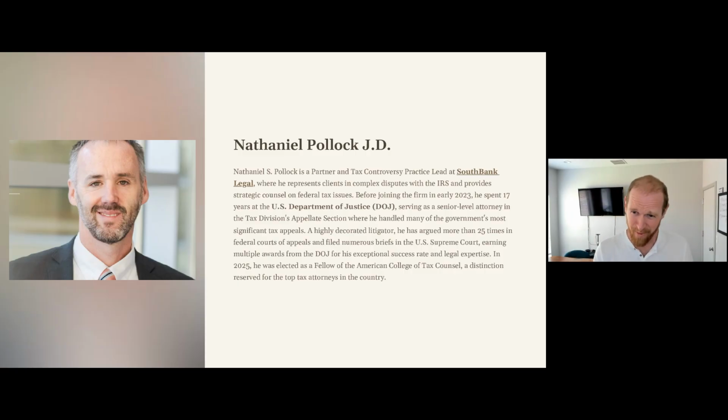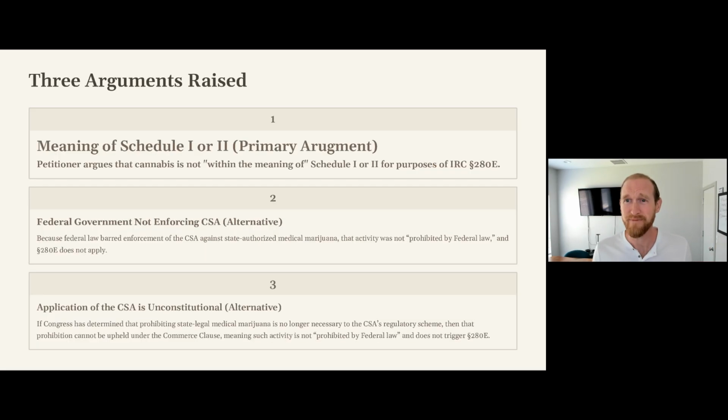And so in the corner of New Mexico Top Organics, in our corner, we've got Nathaniel Pollock, who has been working at South Bank since 2023. And before that, he was in the U.S. Department of Justice for 17 years, serving as a senior level attorney in the tax division appellate section. Now, I don't know what the tax division appellate section actually means, but I'm assuming it has something to do with taxes, and he's got the experience, and it's probably him working with the IRS or whatnot. I didn't ask him specifically what that meant, but it feels like 17 years working on the dark side. No, not on the dark side, but he has now come to advocate for cannabis, and none too soon for that. So what they are presenting in this opening brief, there are 3 arguments.